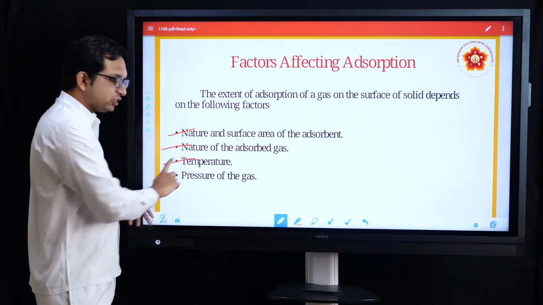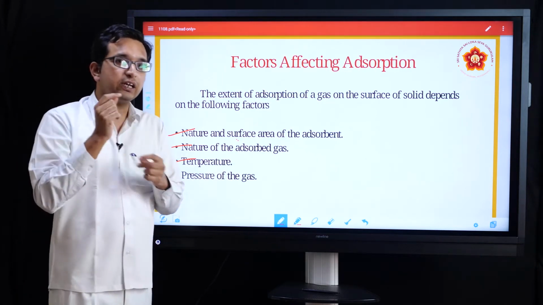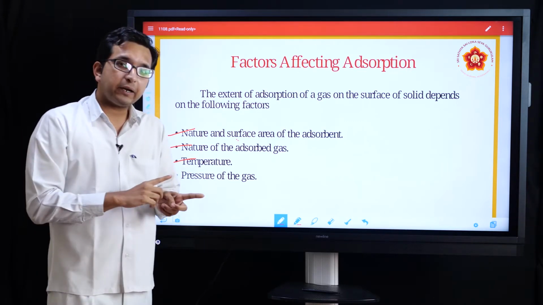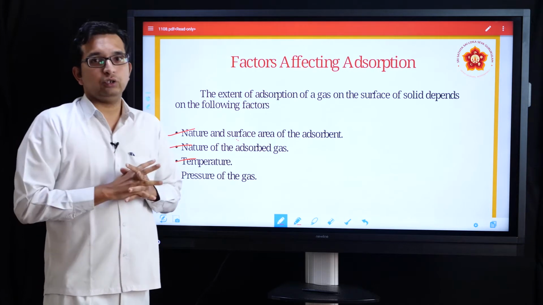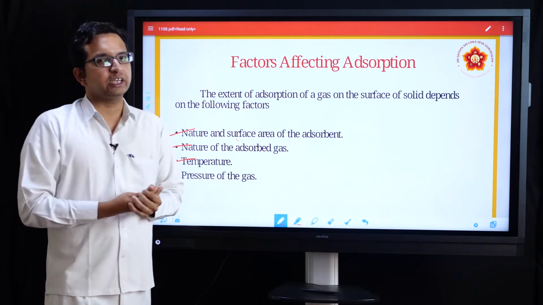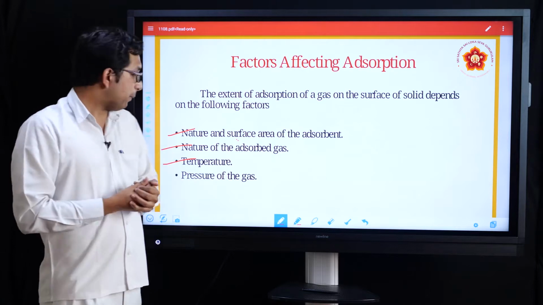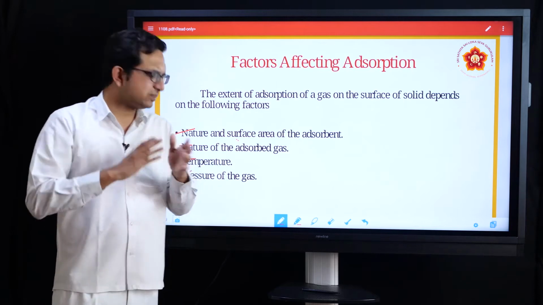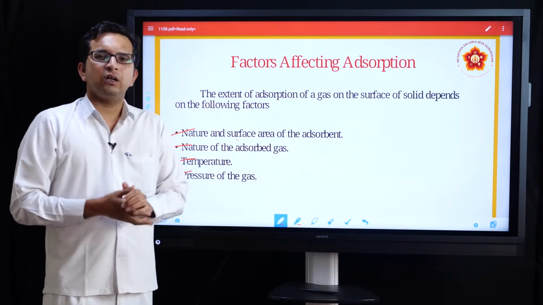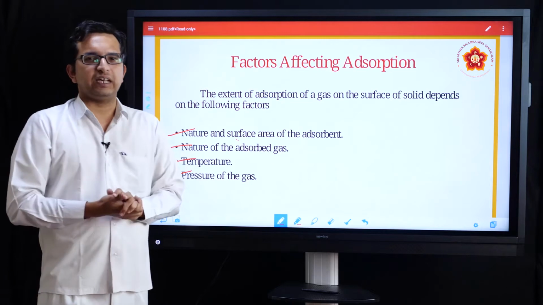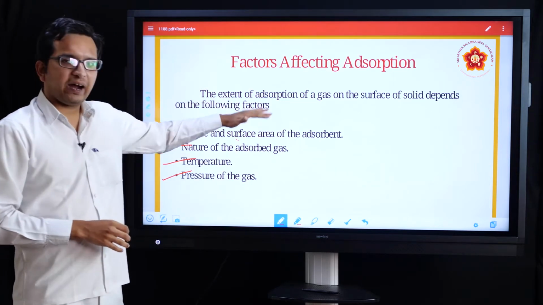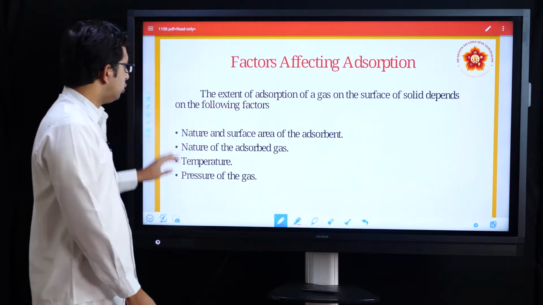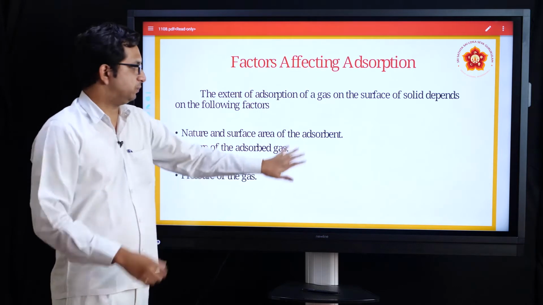The third one is temperature. For this, a little bit of basic understanding about the relationship between temperature and molecules has to be revised a little. No doubt you have studied that, but those factors have to be kept in mind. And then finally, pressure of the gas. Now, pressure is more or less related to temperature because generally you tend to correlate both these aspects. So these are the major factors that we come across. Let us study all these factors in detail with respect to what is needed for adsorption.